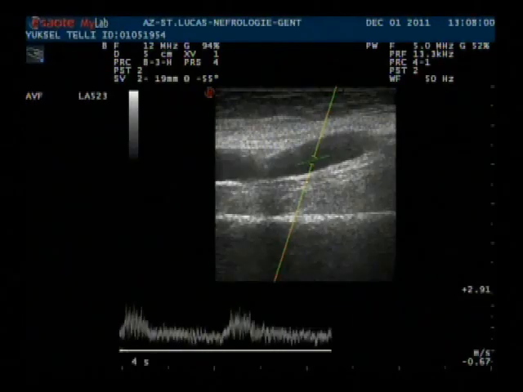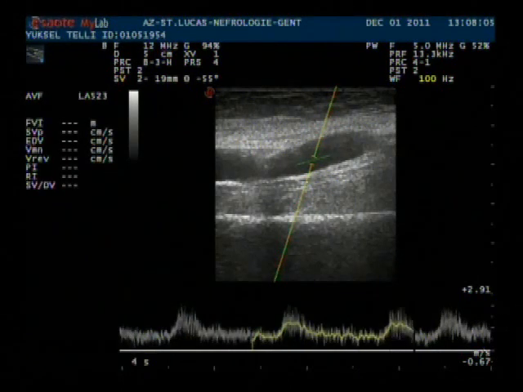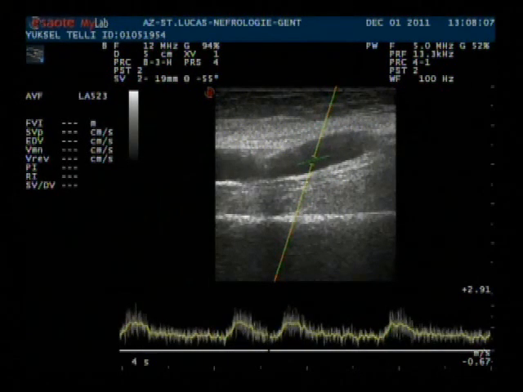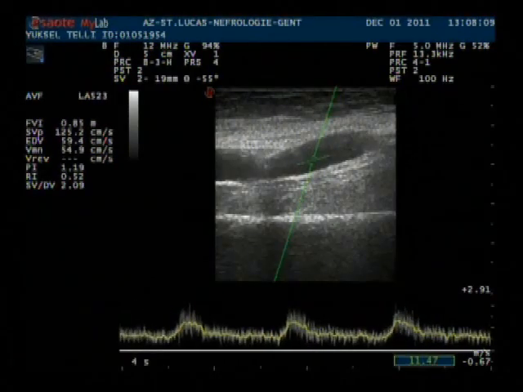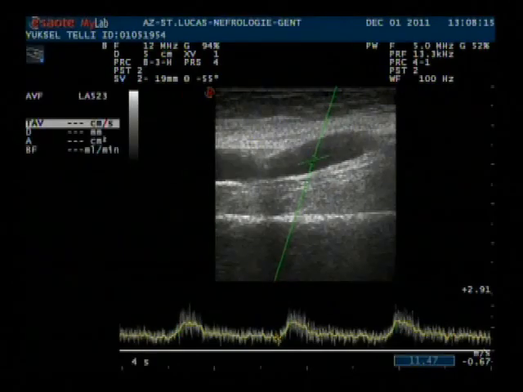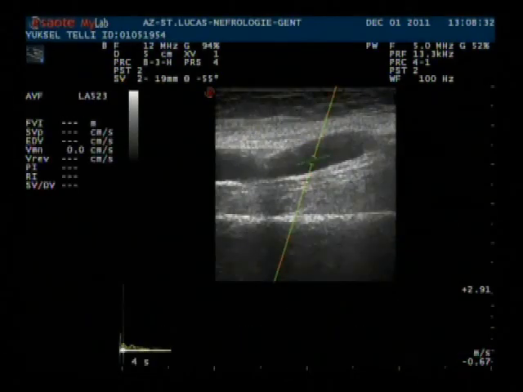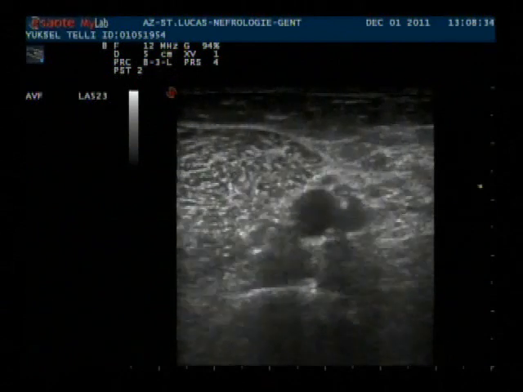We have adapted our angle below 90 degrees, and we see a normal Doppler wave pattern with a pronounced diastolic flow. We measure the volume flow by measuring the time averaged mean velocity, and we give in the diameter in our software program, so we can calculate the volume flow, which is here above 2 liters per minute. So we have a hyperdynamic fistula.